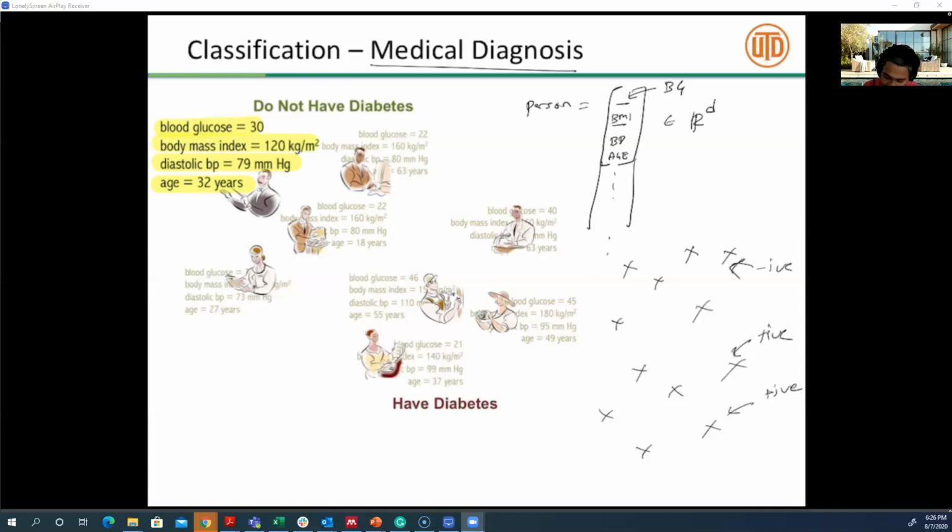So maybe this is the region of all of the positives, for example. So this is the region, sorry, of all the negatives, right? And this is the region, say, of all the positives. So all of these are the positive instances.